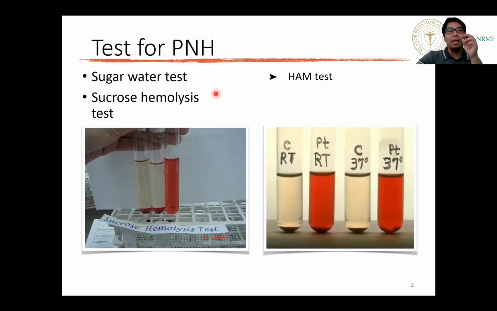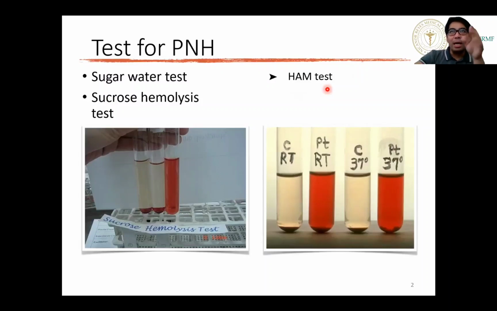Kaya sa ibang libro, sinasabi nila na sugar water test or sucrose hemolysis test can be a screening test for PNH. But in the Barbara Brown textbook for hematology, the sucrose hemolysis test is a confirmatory test. But if you will be choosing between HAM test and sucrose hemolysis test, which is the best answer as a confirmatory test for PNH? So your answer will be HAM test or acidified serum test. Naintindihan ba? Now, there is another confirmatory test for PNH, and this is by the use of flow cytometric analysis. Because in flow cytometry, the principle is detecting the presence of the CD markers of our blood cells. Okay, mga CD markers.